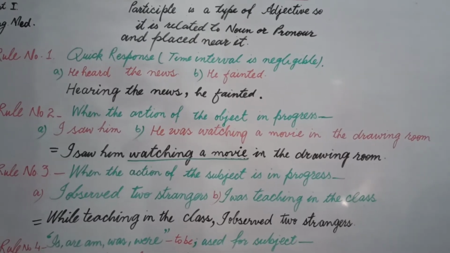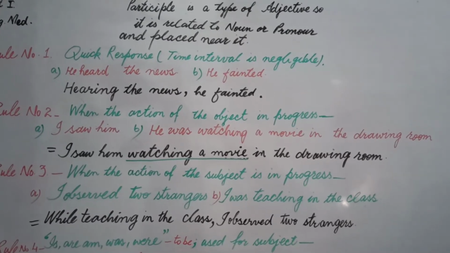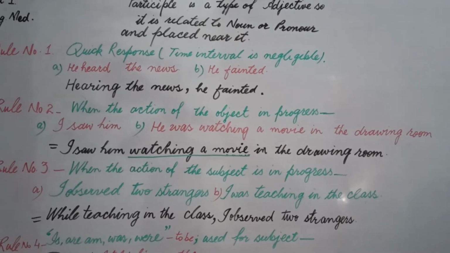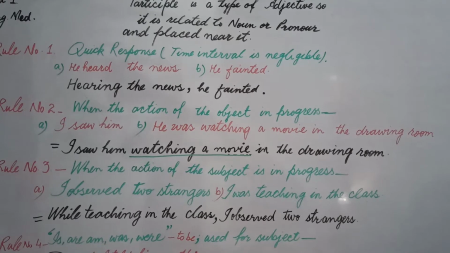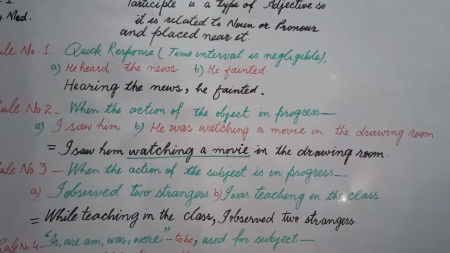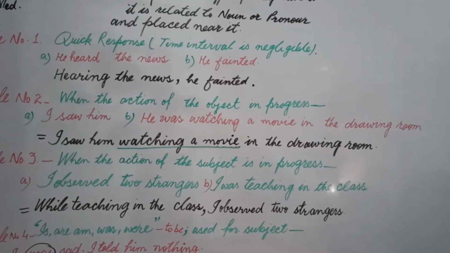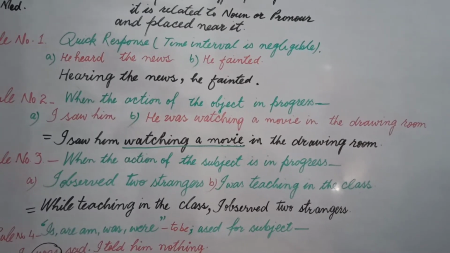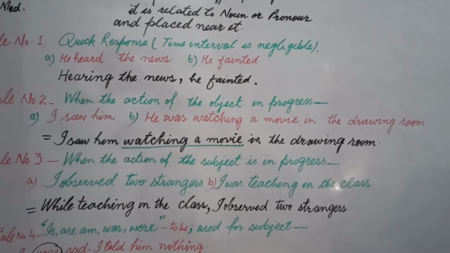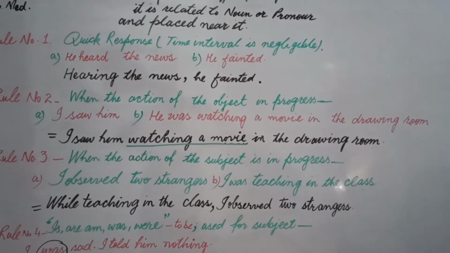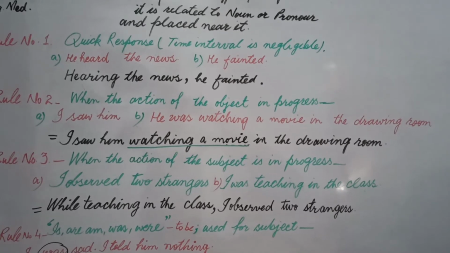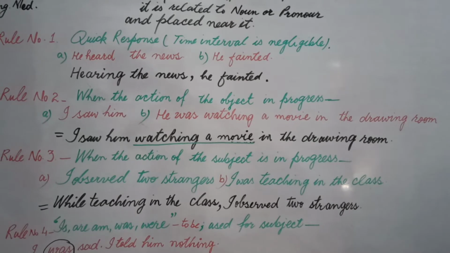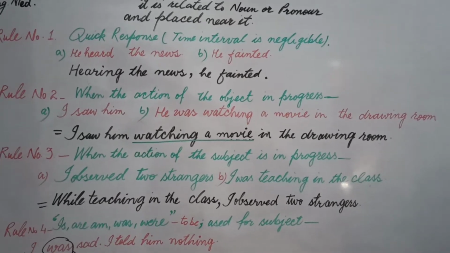He heard the news, he fainted. Of course, fainting and hearing will happen just after one another. It will take no time. Just as a person hears something, he faints. It means it is a quick action. First action is heard, second is fainted. In such combination, we use the ing form in the verb of the first action. In this way, our sentence after combination will become: hearing the news, he fainted.